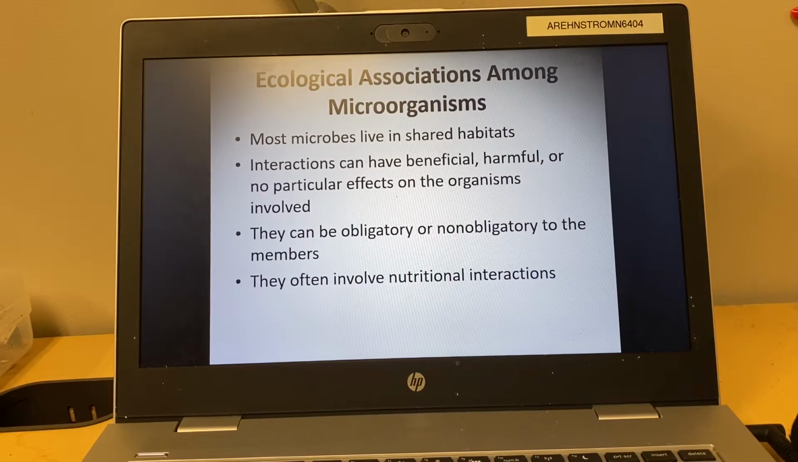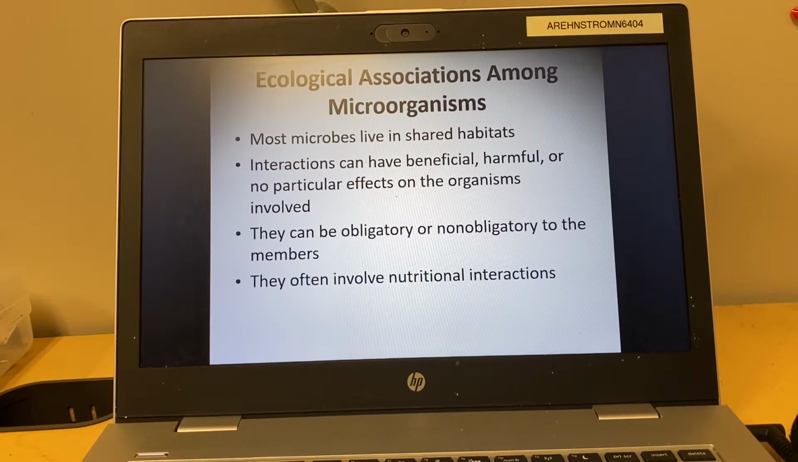Okay, so we are going to finish up the last part of chapter 6. And this last portion talks about how organisms live together. And then we're going to finish up talking about the bacterial growth curve.